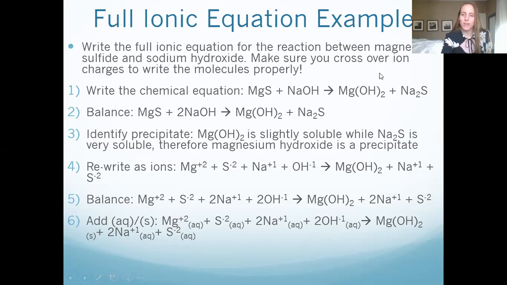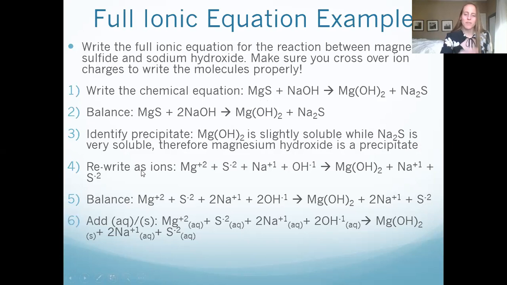Again, don't forget to recross your charges. The charge of magnesium is 2, which is why we have OH2 here, and the charge of sulfur is 2, which is why we have Na2. Then we're going to balance this, and in order to balance this equation, all we have to do is put a 2 in front of the NaOH. Then we're going to use our solubility table, and we're going to check both of our products to see if either of them are precipitates. When you do that, you will see that magnesium hydroxide is only slightly soluble, so it is going to be a precipitate. Sodium sulfide is very soluble, so it will not be a precipitate.